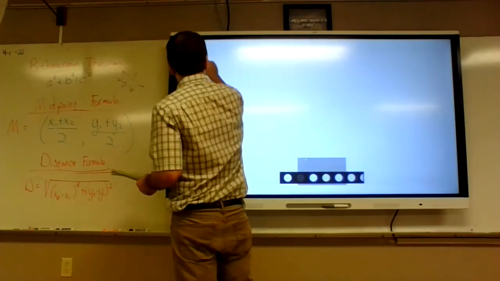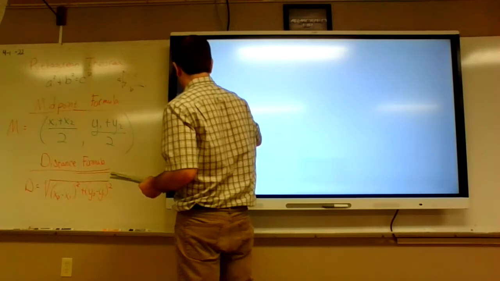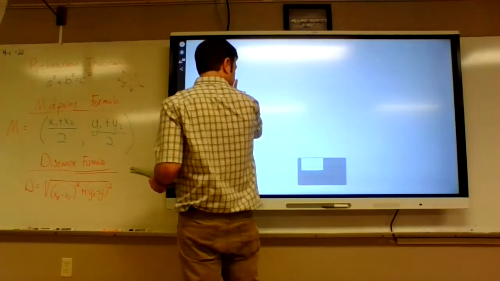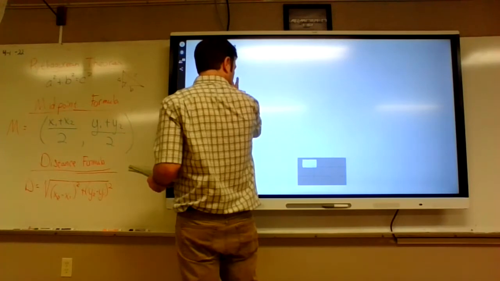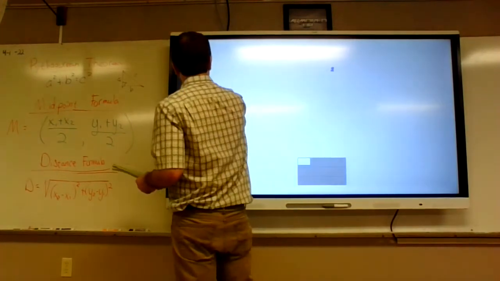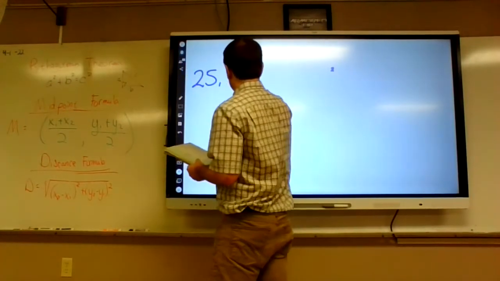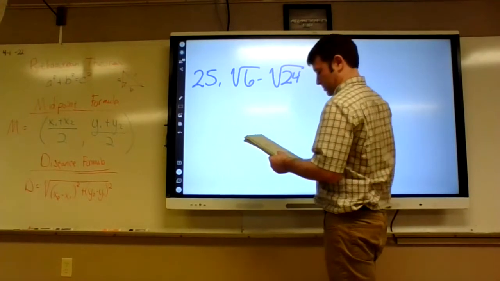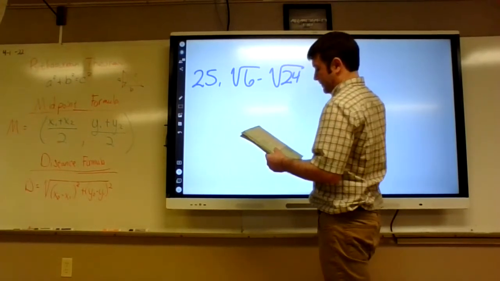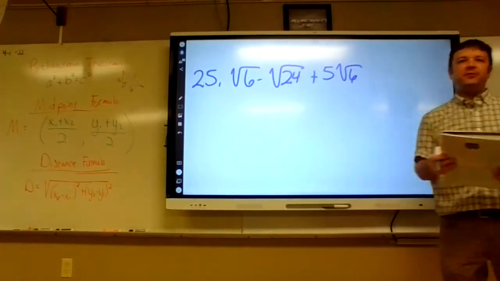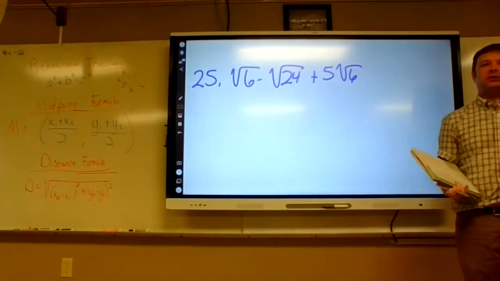Alright, 25. Mr. Jordan, am I your favorite? Absolutely. Yeah. I said yes. Thank you. Oh, 25. Okay. Square root of 24, my favorite, minus 2 square root of 6 plus 5 square root of 6. You like me. Alright, what do you guys think we should do first on this one?